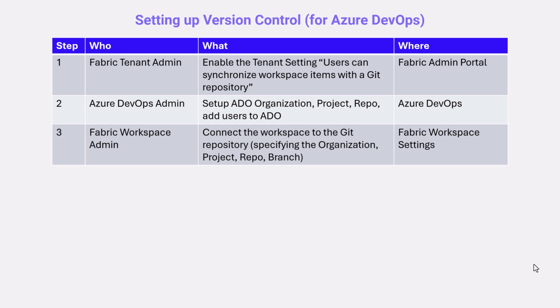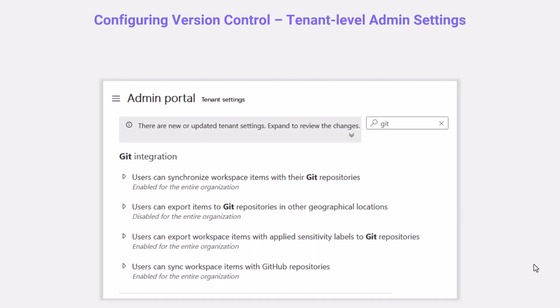So then we get to the workspace level settings. So the Fabric admin can connect the workspace to the Git repository. And to do that, they're going to have to specify the organization, the project, the repo, and the branch. Again, we'll take a look at this in a second. And that's being done in the Fabric workspace settings. So here are some of the tenant level admin settings that are important or relevant to setting up Git. So let's go through some of these now.